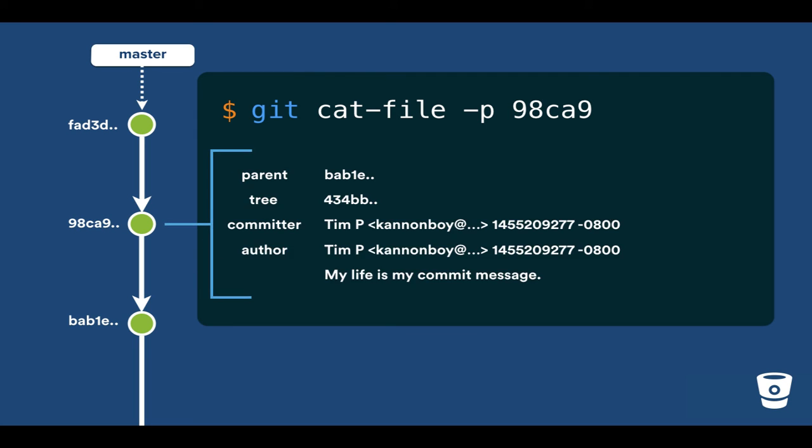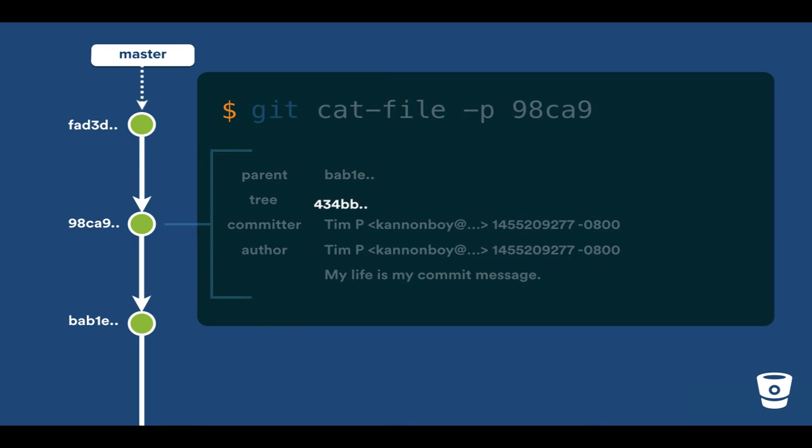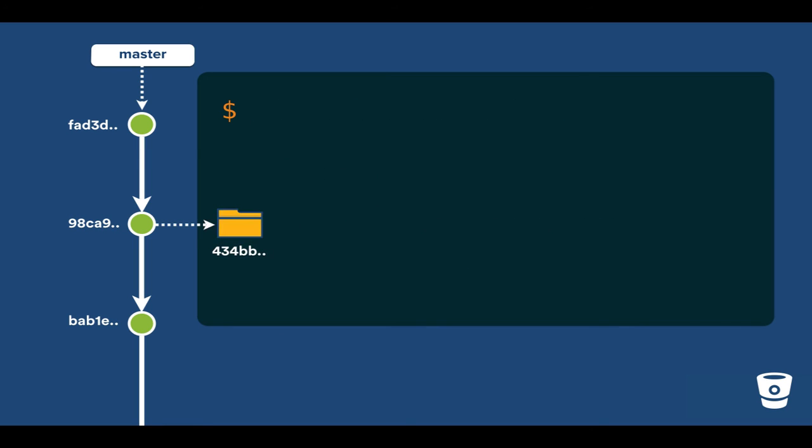And if you inspect a commit, you can see that it has a reference to its parent, a reference to a thing called a tree, which is another type of Git object, which basically represents the top-level directory of your project. And then you have some commit metadata, so who created the commit, when it was created, and hopefully a descriptive message.